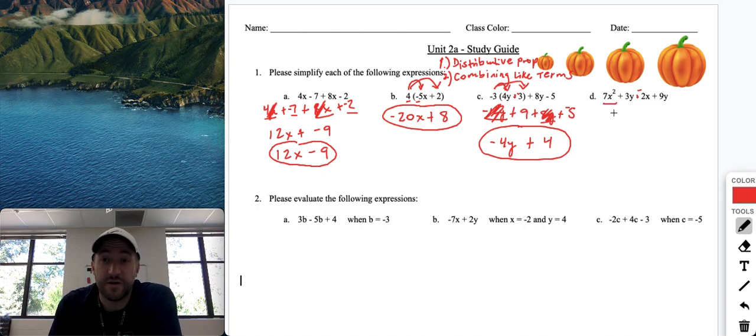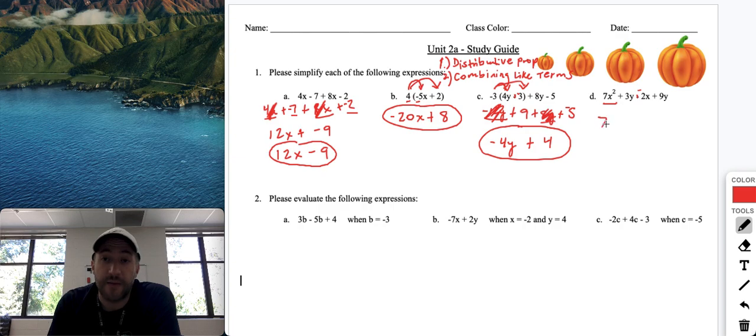7x squared, that is not a like term with negative 2x over here. They have the same x, but this one has an exponent of 2 and this one doesn't. It actually has an exponent of 1. Remember, we don't have to write that exponent if it's just a 1. So these are not like terms because the exponent's different.